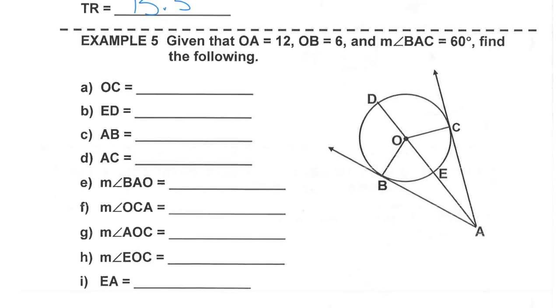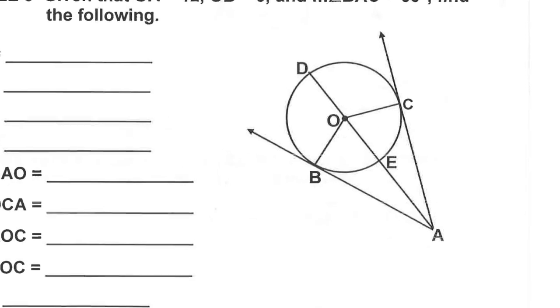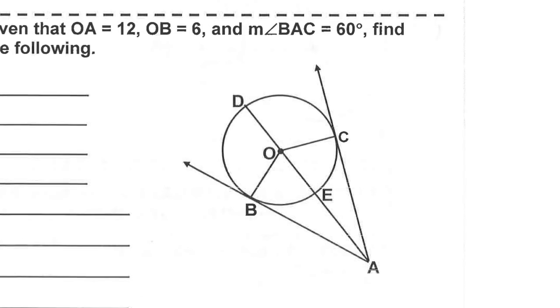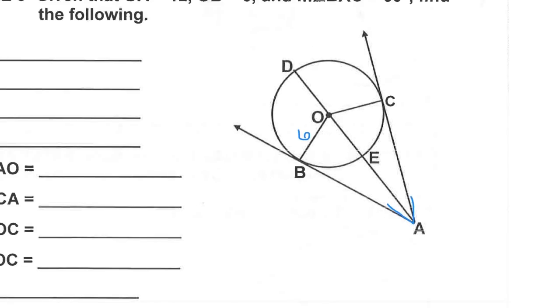Last one right here, and this one's actually pretty quick. It looks like it's a lot, but it's not. It says, given that O to A, that big thing there, is 12, that O to B is 6, I'm going to go ahead and fill that in there, and the measure of angle BAC, this whole angle right here, is 60 degrees. They want us to find all those things over the side.